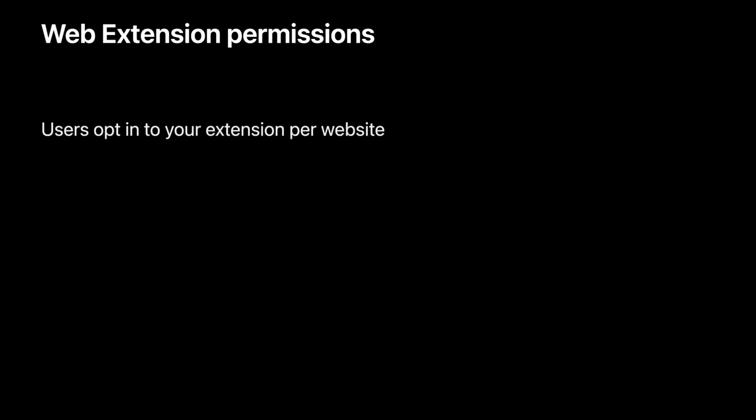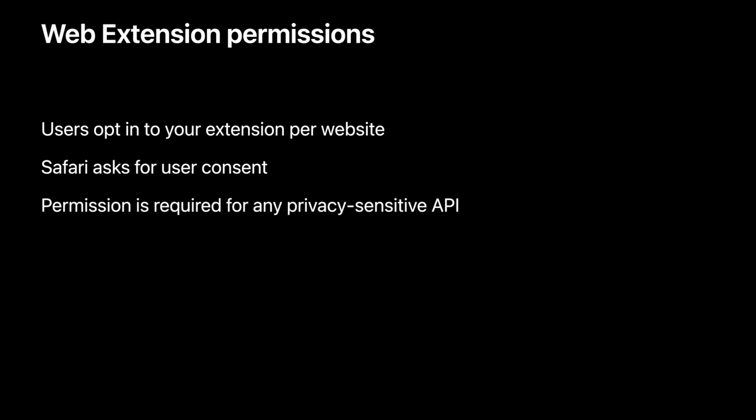Again, users opt into your extension when they choose to use it on specific websites. Safari will ask the user for consent by presenting a dialog which makes it clear which websites the extension is trying to access. This happens when the user invokes your extension by selecting it in the action menu or by using any of its keyboard shortcuts. And this consent is required for any privacy-sensitive API to work.